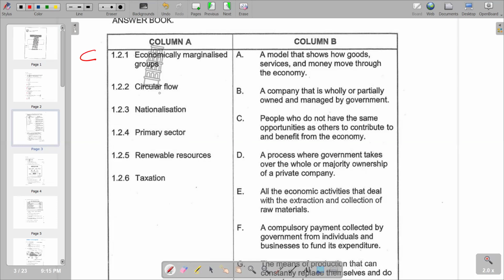Then secondly, we have got circular flow. But circular flow, we know that it consists of real flows and money flows. Real flows are being described by goods and services. And then obviously money flows indicates the flow of income.